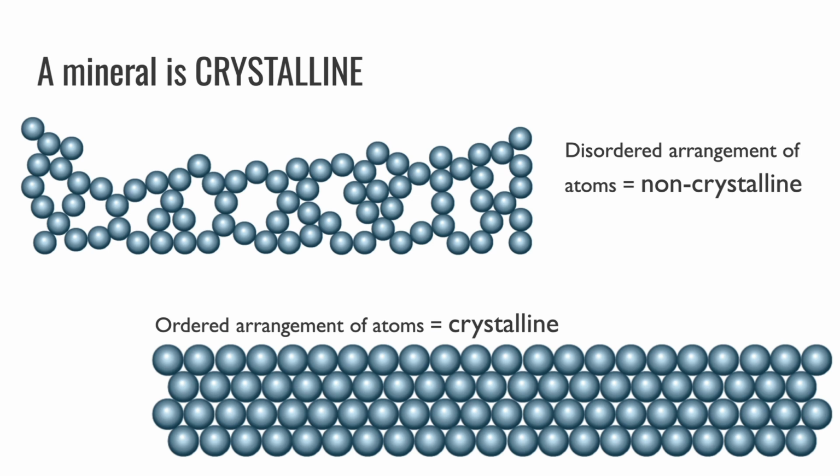Okay, so going through each of these, we know minerals are crystalline. So what you see at the top here is a disordered arrangement of atoms. So this would be a non-crystalline substance. And down here, you have an ordered arrangement of atoms, and so it's forming a crystal structure.